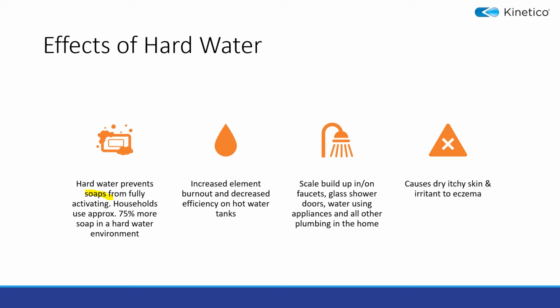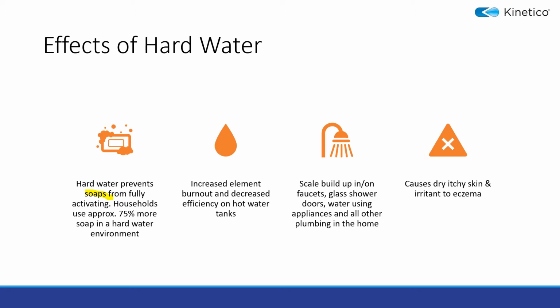The average family will use about 75% more soap in a hard water environment. This will include bathing, laundry, dish detergent, anything you're using soap on. The reason is hard water molecules will prevent soap from lathering. Rather, it forms a white precipitate commonly known as soap scum.